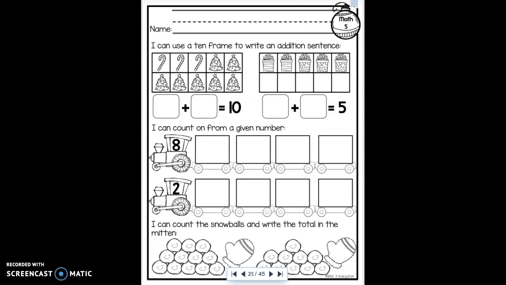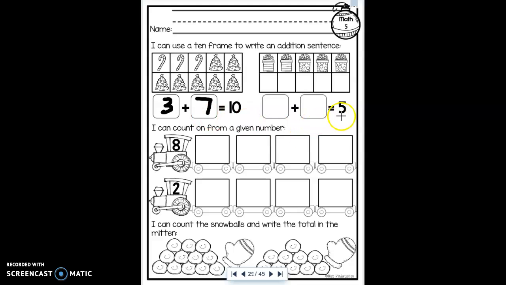Okay, we're going to practice making addition sentences with a 10 frame. So they've given me some pictures inside a 10 frame. I've got to figure out how many they are of each to solve my problem. For this first one, I have the whole 10 frame full, and you can see that I'm making 10. So I have 1, 2, 3 candy canes, and 1, 2, 3, 4, 5, 6, 7 trees. So 3 and 7 together give me 10. 3 plus 7 equals 10.